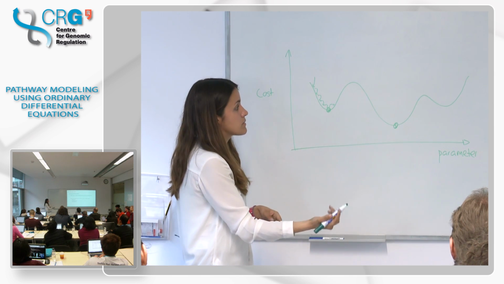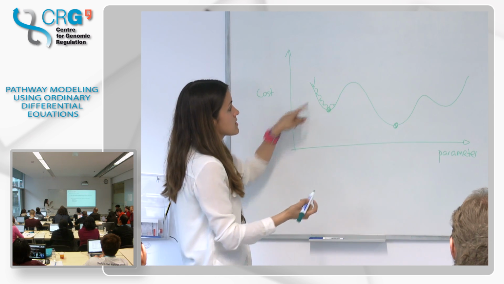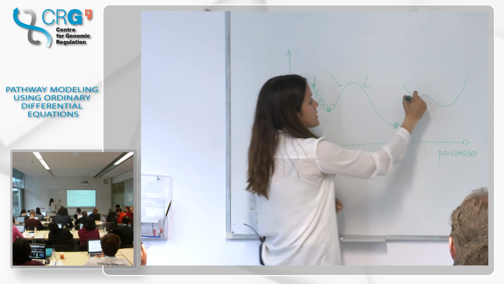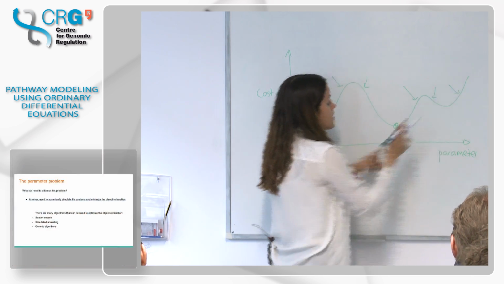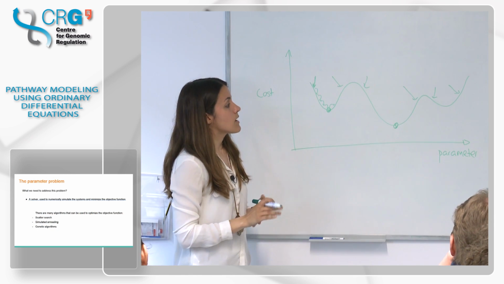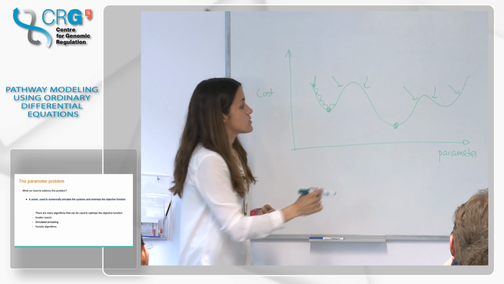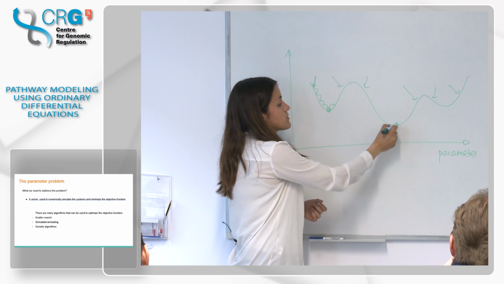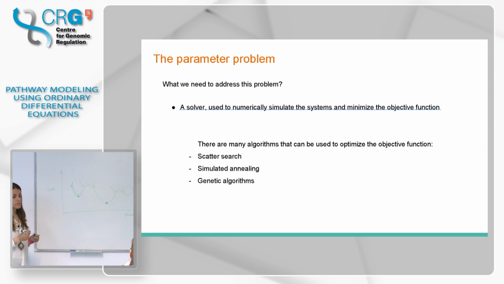There are other algorithms that use this local search, but instead of starting at one point, they use multiple points to increase the chances of finding the global minimum. And there's a third class of algorithms, the ones that we're going to use today, that try to scan the whole possible space to find the actual global minimum.